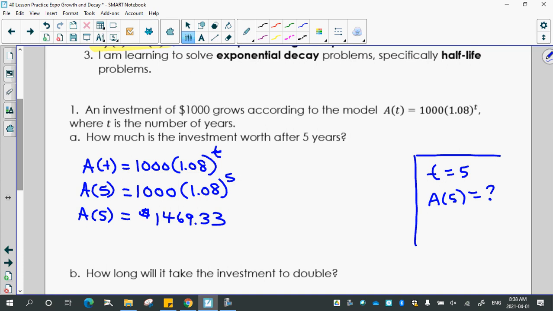How much is the investment worth after 5 years? $1,469.33. Therefore, it will be worth $1,469.33. Okay?